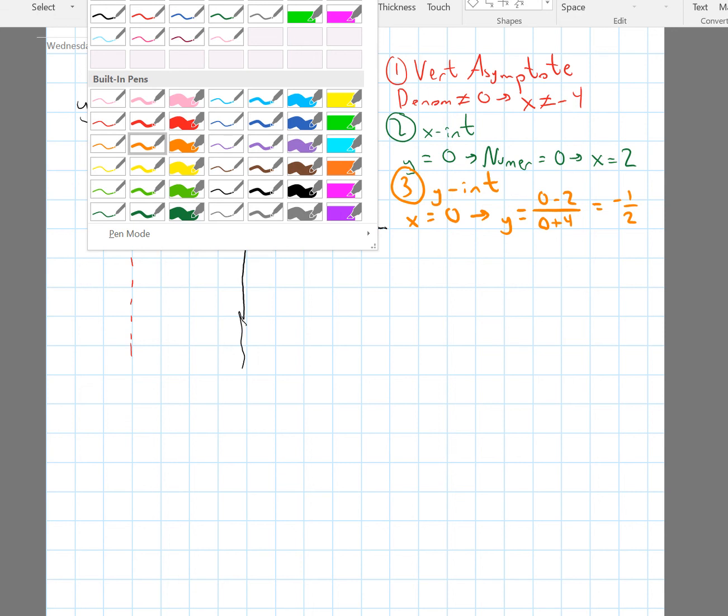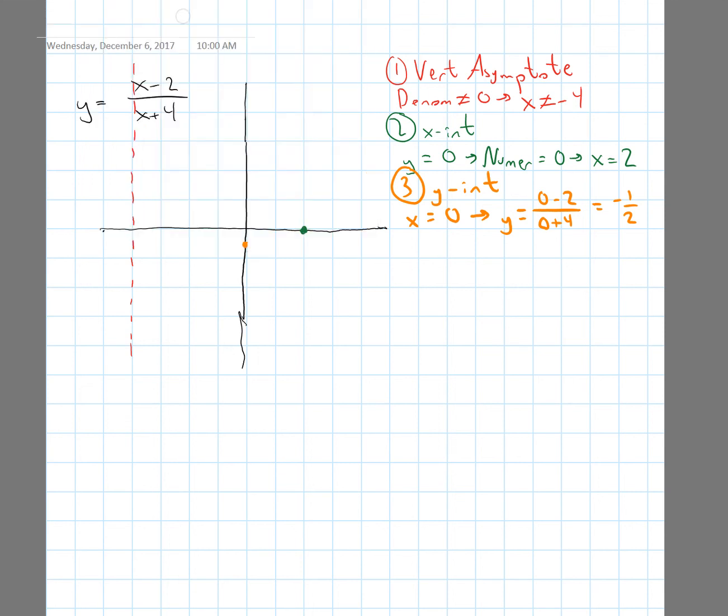What do we want to talk about now? I've been using the blue. I've been saving it up for the horizontal asymptote. This one's kind of tricky. The horizontal asymptote, if you recall from the previous examples, is when x goes to infinity or negative infinity. So I want us to think about it this way.